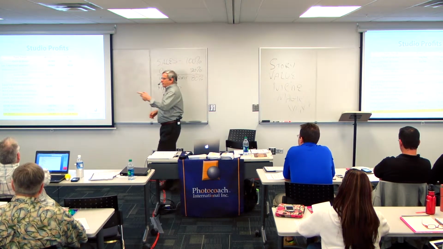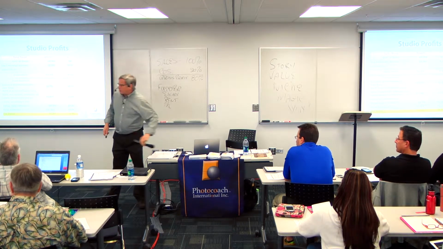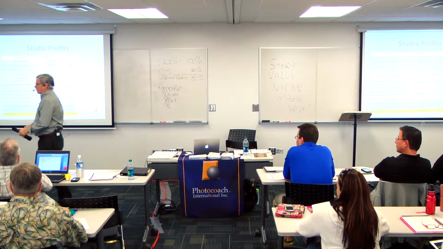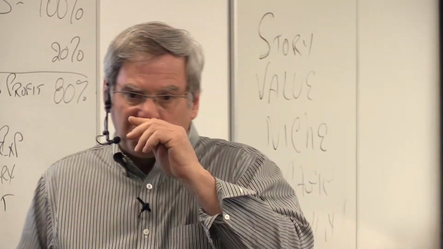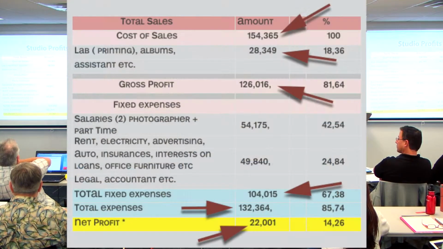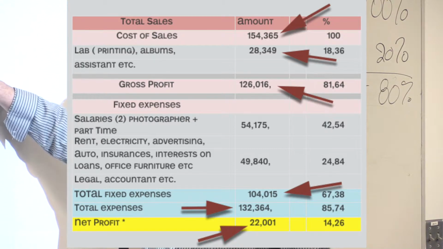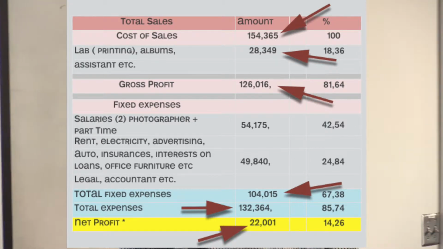In my studio, yes, Carol? So your gross profit, that 80% comes after your cost of sales, not after the fixed expenses too? No. It's just after the cost of sales, because that 80% or 81% in this case, this is what you use to pay all the other expenses, including your salary.